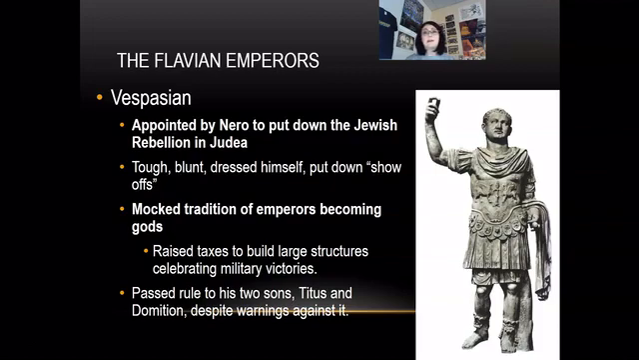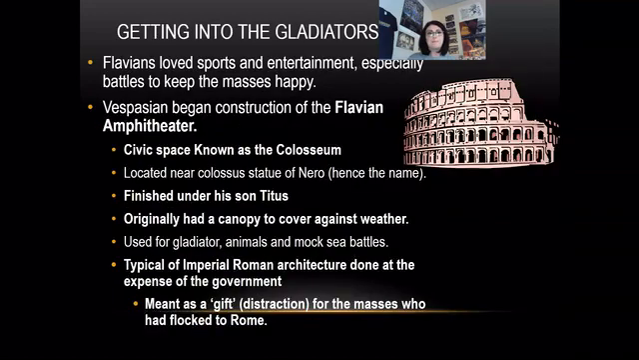So under Vespasian and the Flavians, we see a lot of those military victory arches put up all over Rome because they were celebrating the military victories that were the greatness of Rome. And Vespasian's only real big mistake is that he had two sons, Titus and Domitian. And Titus was a very good emperor and Domitian not so much. And he decided to split power between his two sons, which is going to cause a problem.